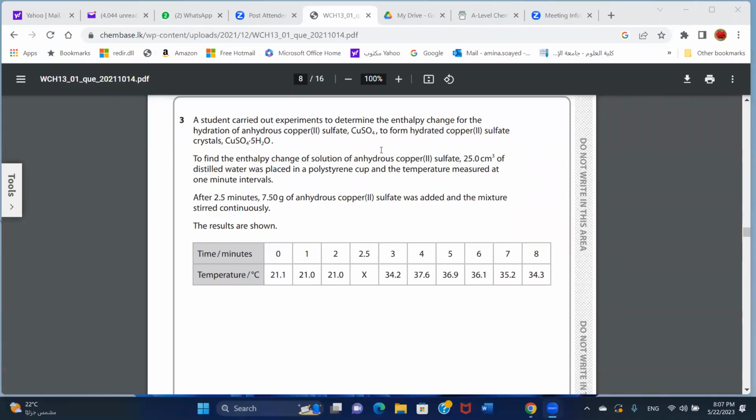So this is number 3 on October 2021, isn't it? Type. Okay, let's read the first question, please.